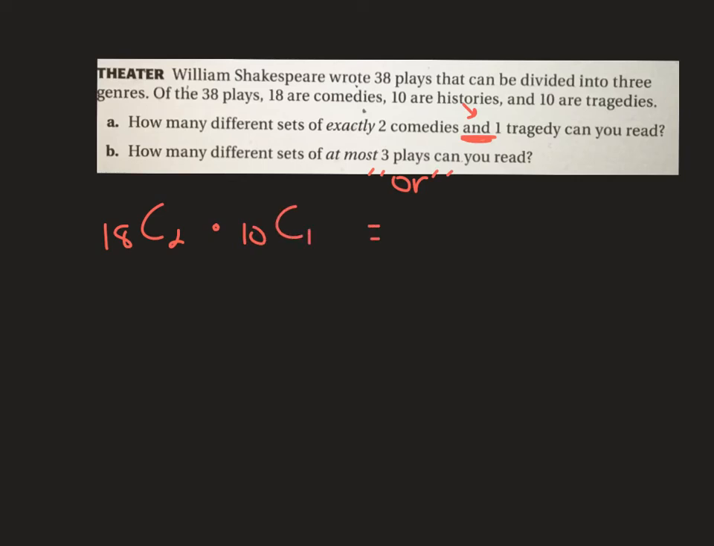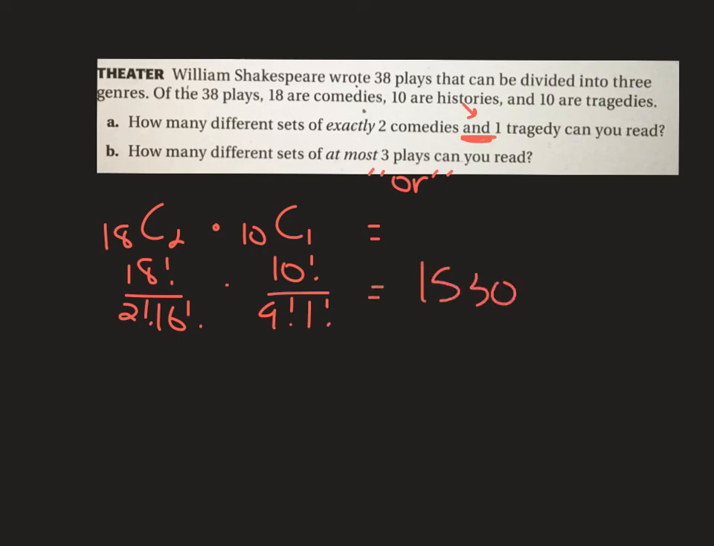And this is to save time. You know how to set these up. It would look like this: 18 factorial over 2 factorial, 16 factorial, times 10 factorial over 9 factorial, 1 factorial. And that's just going to equal 10, by the way. Punch it all in, you would get 1530. So there's that many different ways you can pick exactly 2 comedies and 1 tragedy. But the main thing I want you to get from that is the word and. Whenever the word and is involved, think multiply, think multiply.